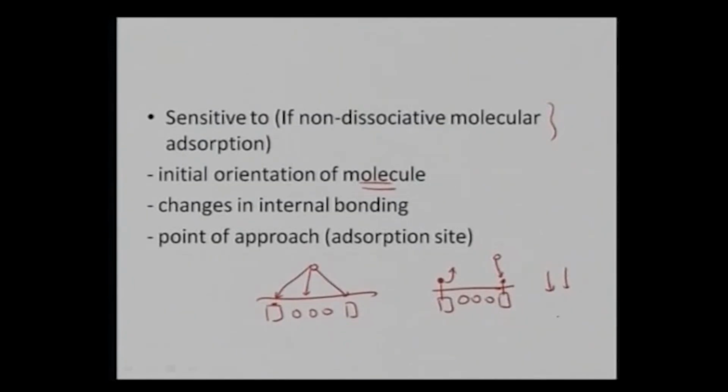So again, it can also lead to changes in the internal bonding. Because of that, it might tend to destabilize it, and it might tend to lower its energy. And because of this, it is also sensitive to the point of approach. That's what we just discussed: because this particular species is much more attractive to the approaching species, this becomes highly sensitive to the point of approach or the adsorption site. So that is what is happening with chemisorption. This is how it becomes sensitive to the initial orientation of the molecule.